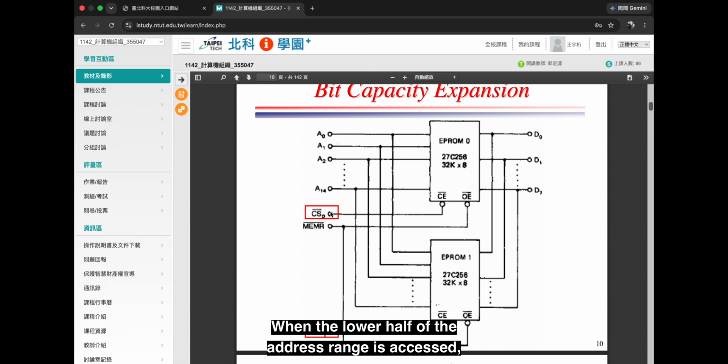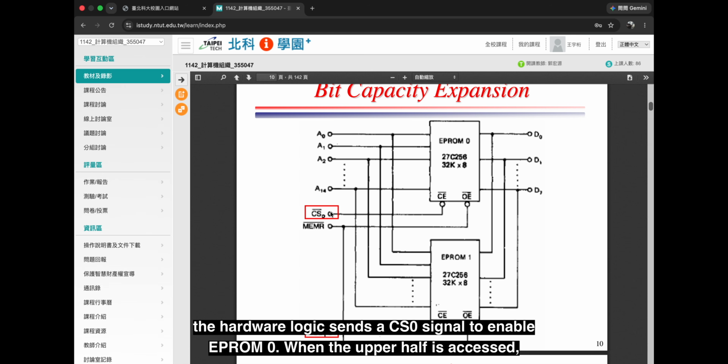When the lower half of the address range is accessed, the hardware logic sends a CS0 signal to enable EPROM 0. When the upper half is accessed, it sends a CS1 signal to enable EPROM 1. This address decoding technique allows us to logically stack the two chips, creating a seamless larger memory space.